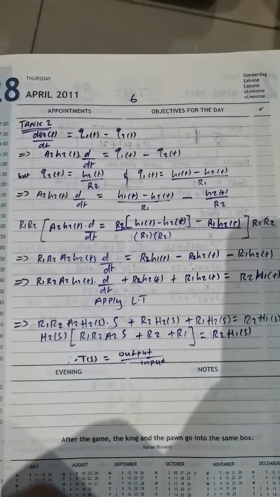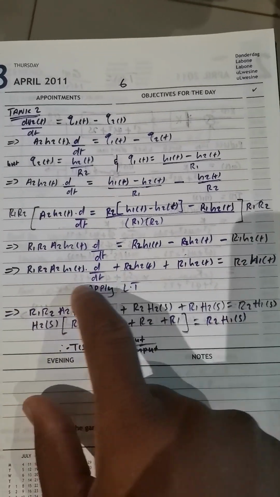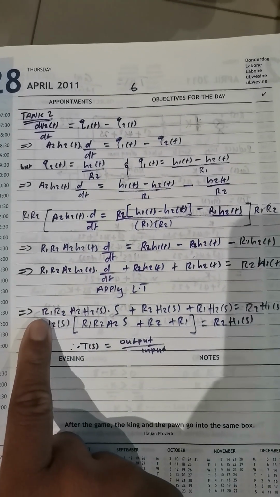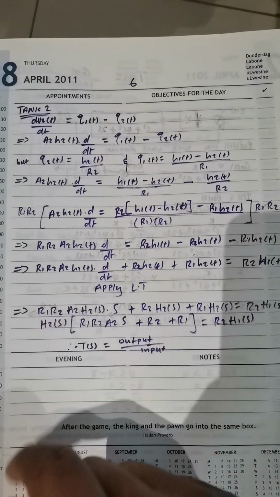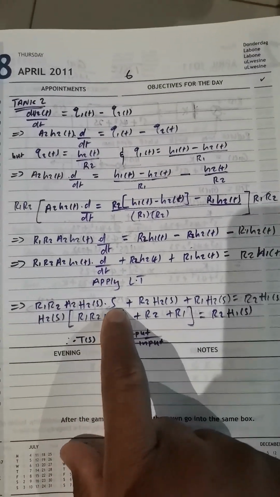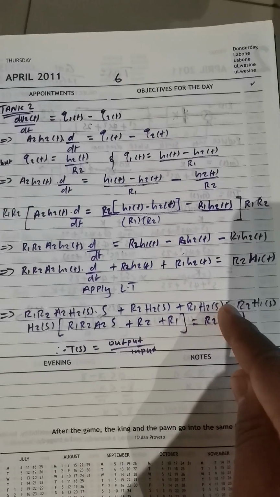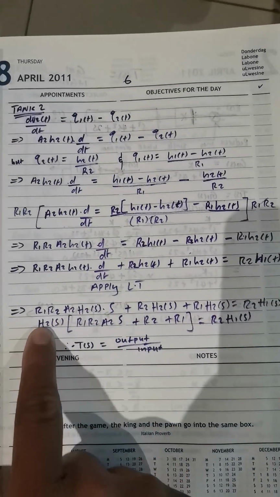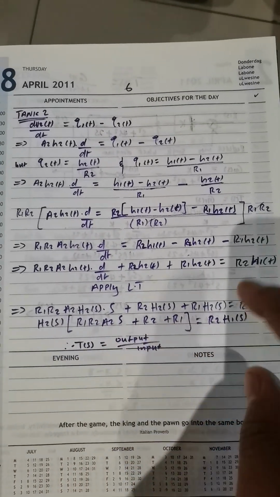Okay, so I move the H2 terms to the other side of the equal sign, and after that I apply the Laplace transform. The Laplace transform will be R1 R2 A2 H2 at s times s, the Laplace derivative, plus R2 H2 at s plus R1 H2 at s equals R2 H1 at s, and then there is a common factor H2, which I take out, leaving this equals R2 H1 at s.